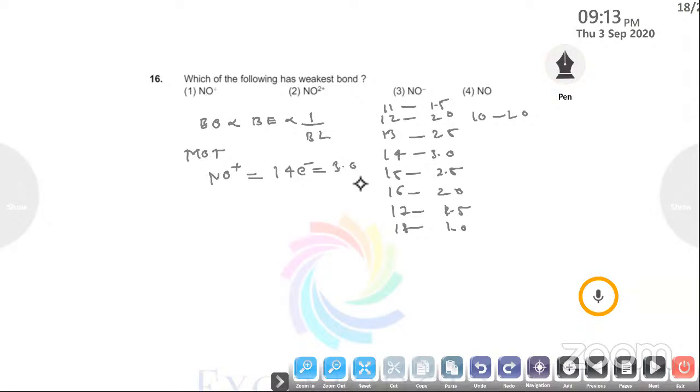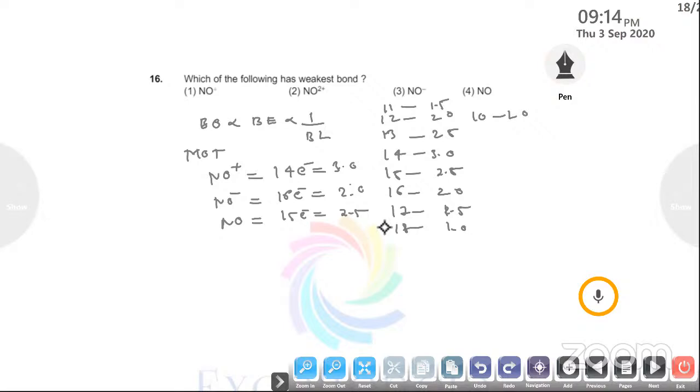Fine. Next one is NO minus. NO minus means here 7 plus 8 plus 1, we should add 1 electron, so 15 plus 1 is 16 electrons. And 16 electrons bond order is 2.0. Getting? Next one is NO. NO bond order is how much? 7 plus 8, 15. With 15 electrons, the bond order is 2.5. So this will be a useful trick. Note down that one, right?